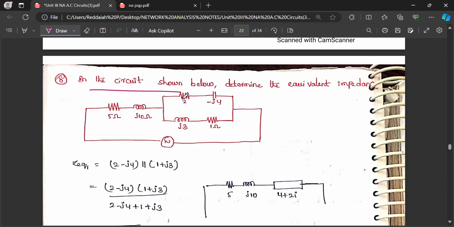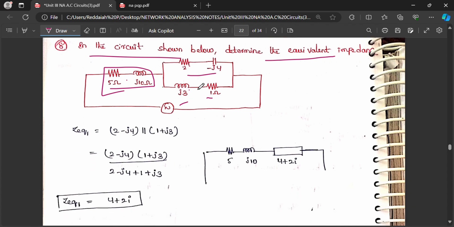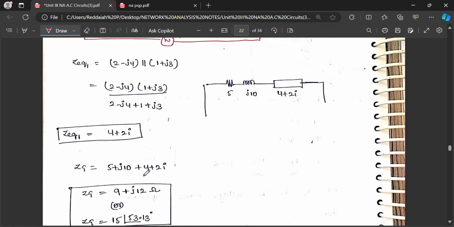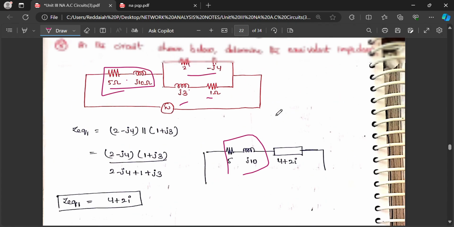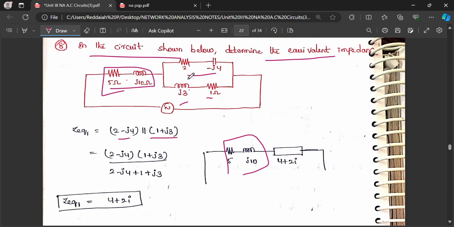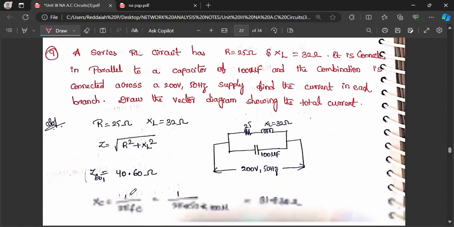In the circuit shown below, determine the equivalent impedance. 5 ohm and 10 ohm are in series. 5 plus j10, 2 minus j4, 1 plus j3. 3 impedances are there: Z1, Z2, Z3. Now Z equivalent: these two are in parallel and this is the series combination of that. Z equivalent we are calculating now: 5 plus j10 in series with (2 minus j4 in parallel with 1 plus j3). You can calculate Z equivalent.